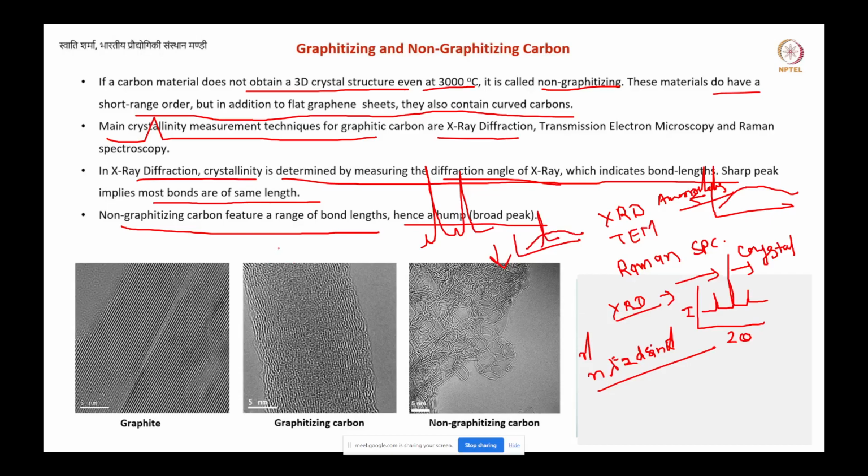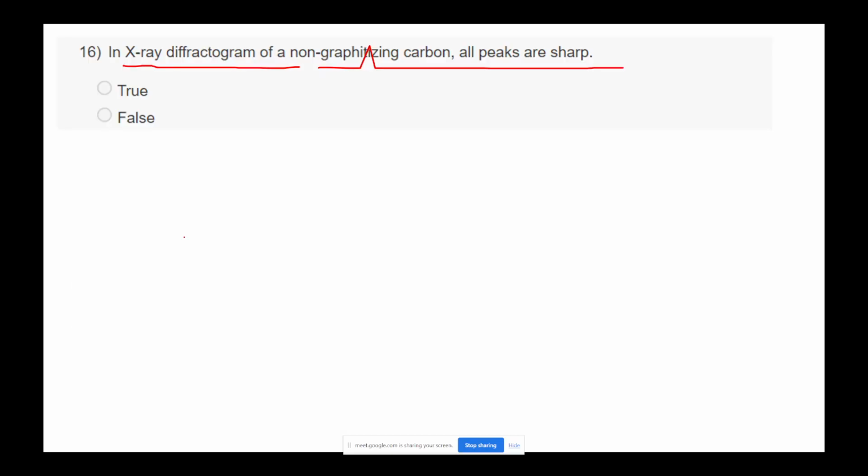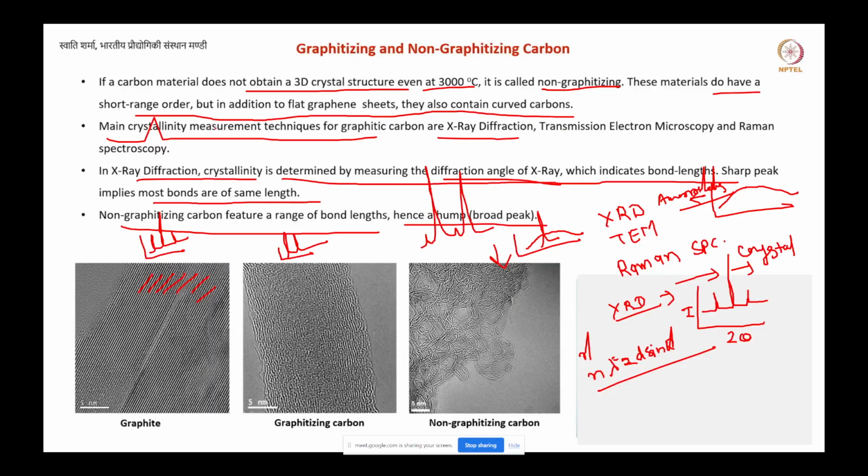Here, since this is a graphitizing carbon, this is a crystal, you will get a peak like this. And since graphite has very good orientation, it will give a good peak in the XRD. So what about the non-graphitizing carbon? All peaks are sharp. So it is false. Why? Because it will give you a broader peak or a hump kind of structure. Clear? Because obviously this is not a crystal. Even at a higher temperature, that's why it is called non-graphitizing. It will not convert into graphite, so it will not obtain any crystal structure.